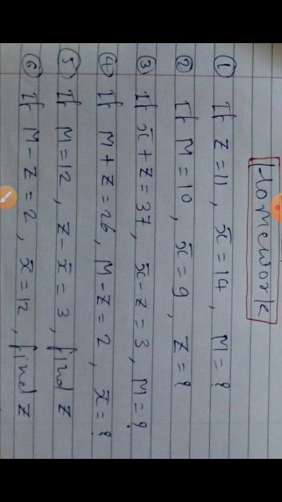Now third and fourth are based on example number 2. Two equations are given and the third variable is asked. In the third one, x bar plus z equal to 37, x bar minus z equal to 3, m is asked. In the fourth one, m plus z is given as 26, m minus z is given as 2, x bar is asked. So they are similar to example number 2. Now fifth and sixth are based on example number 3. One equation given, one value given. So m equal to 12, z minus x bar equal to 3, z is asked. M minus z equal to 2, x bar equal to 12, find z.